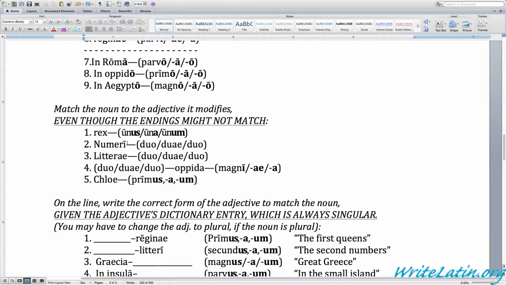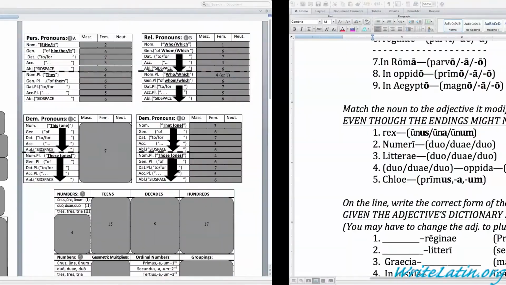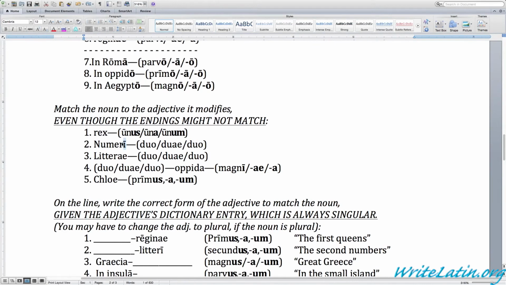Numeri. Well, you probably already know, oh, that's definitely masculine. That's a masculine plural ending, numeri, from your chart right there. So, numeri, you would pick the first one, duo. Litterae, duae, no-brainer.